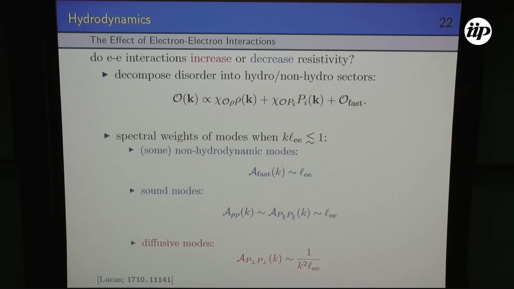And if that operator has some overlap with a hydrodynamic mode, like a sound wave, then the interactions will actually suppress this spectral weight. Okay? And it will shrink as I increase interactions, proportional to the mean free path. But if I have disorder that couples to a diffusive mode, these diffusive modes have a spectral weight that goes like 1 over the mean free path. And this spectral weight blows up.